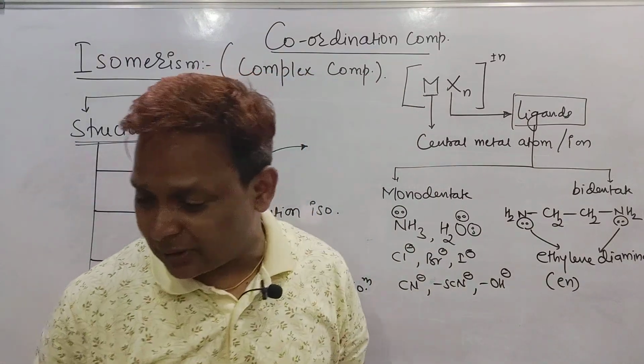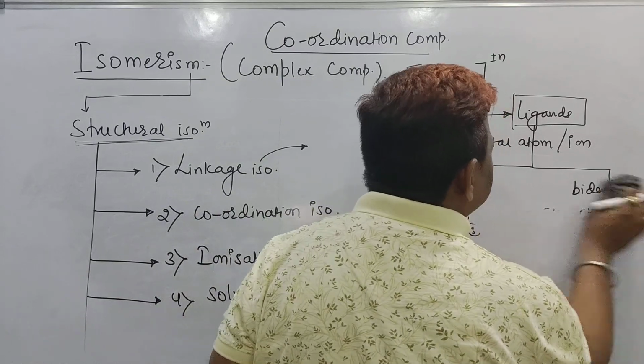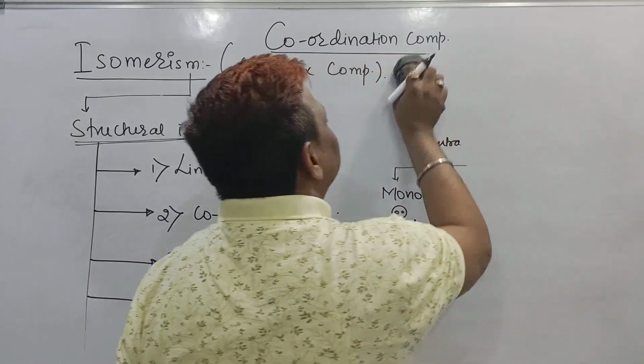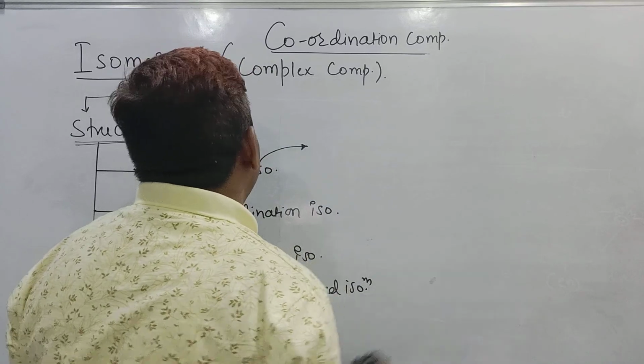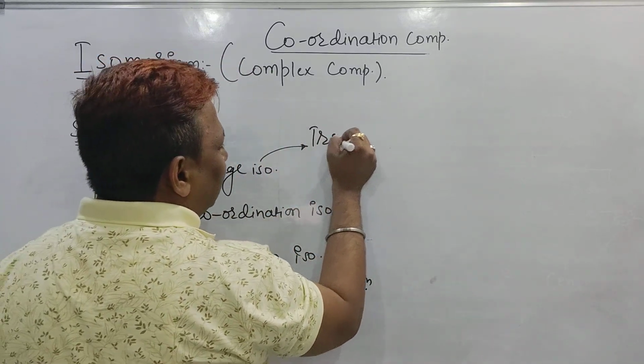But I don't want to explain all these things here. I want a student to know what an amphidentate ligand is. That is very important, but to know linkage isomerism, this is the small trick you should remember.